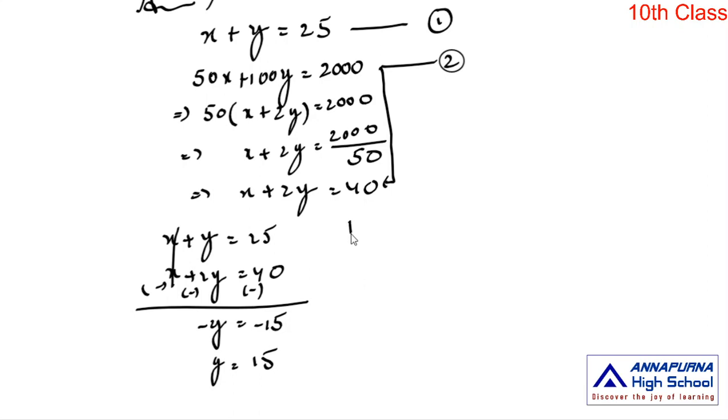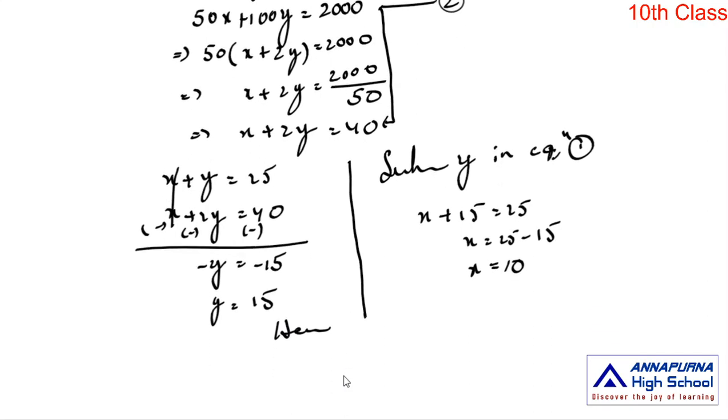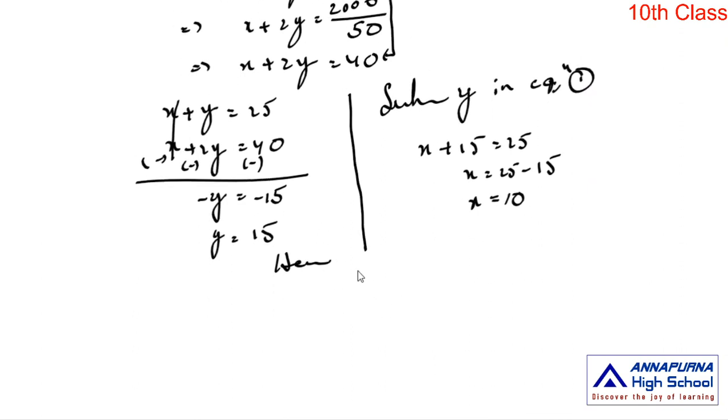Okay, and you substitute y either in equation 1 or 2. Equation 1: x plus y is equal to 25, so x plus 15 is equal to 25. x is equal to 25 minus 15. x is equal to 10. So hence the number of 50 rupees notes is 10 and the number of 100 rupees notes is 15.